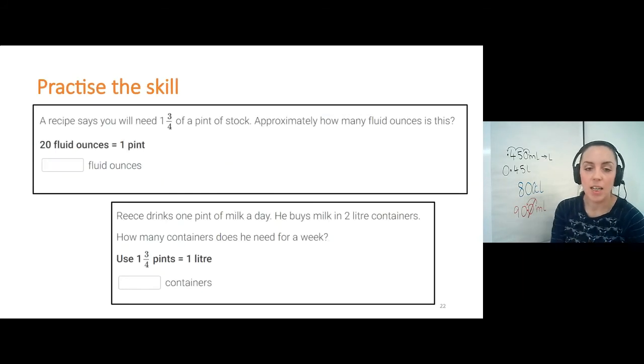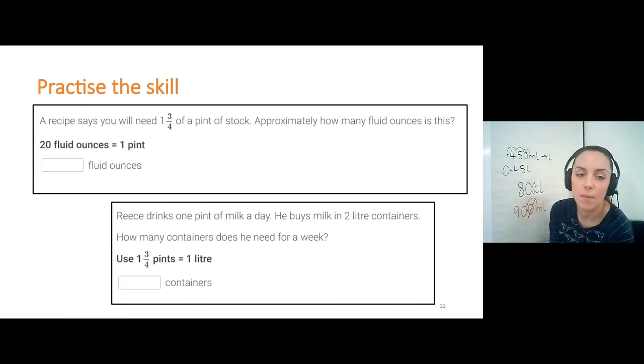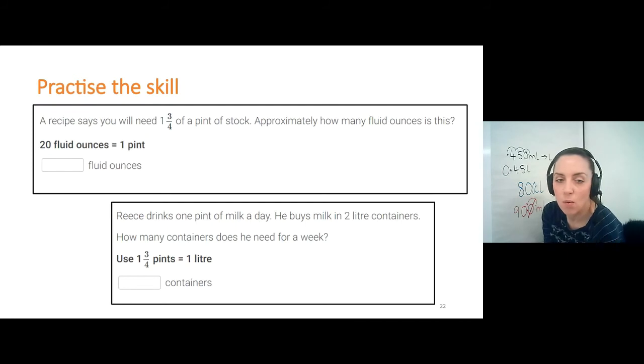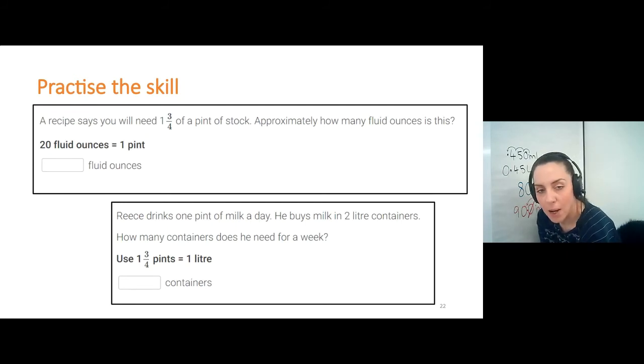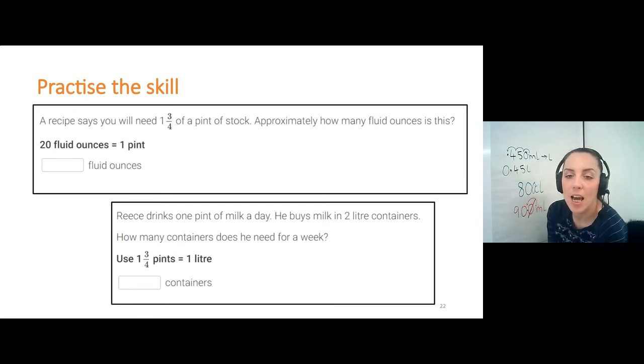So let's have a look at these. These are level 2 questions. We have the scale given there as well. So the recipe says that you'll need 1 3/4 of a pint of stock. Approximately how many fluid ounces is this?